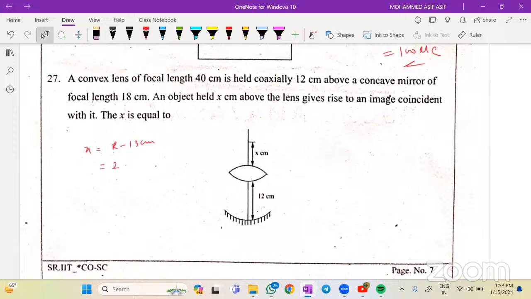Radius of curvature is 2 times the focal length. 2 into 18 minus, whatever this is right now, how much for me? 13 centimeters. Whatever comes, you can check it. 1 by v minus 1 by u is equal to 1 by f. So from this I can get the value of the object distance.